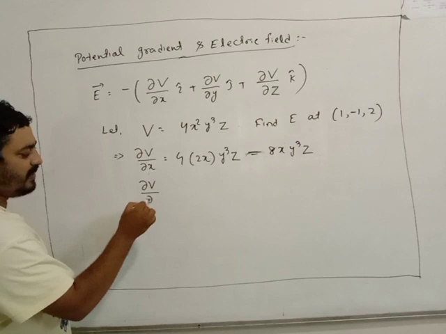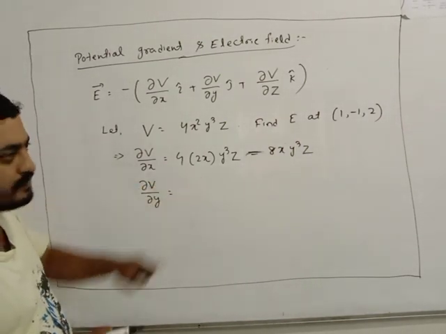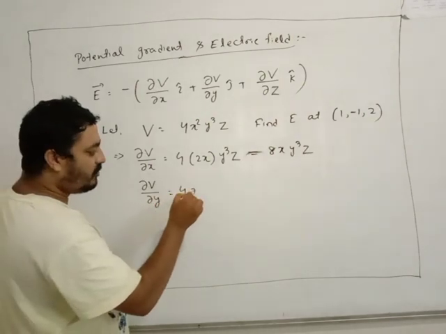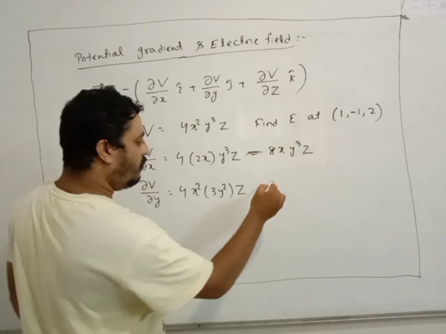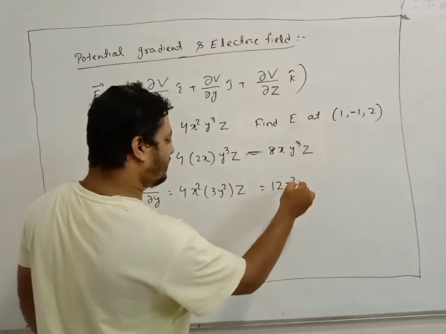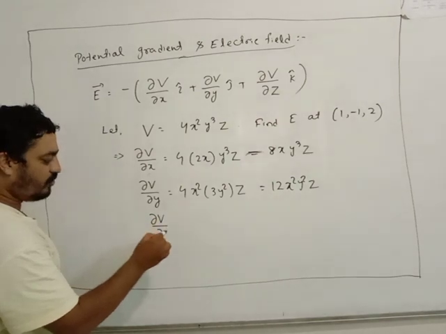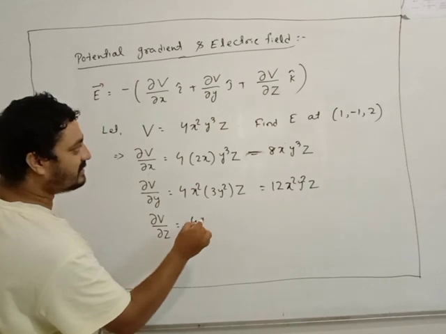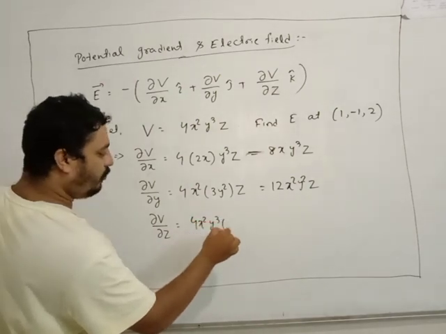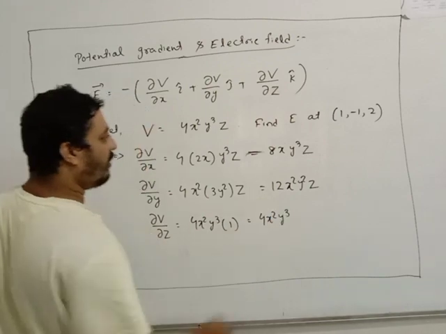Similarly, dou v by dou y, what will it be? 4 into x square into 3y square into z, which is equal to 12x square y square z. Dou v by dou z, 4x square y cube into 1, that is equal to 4x square y cube.